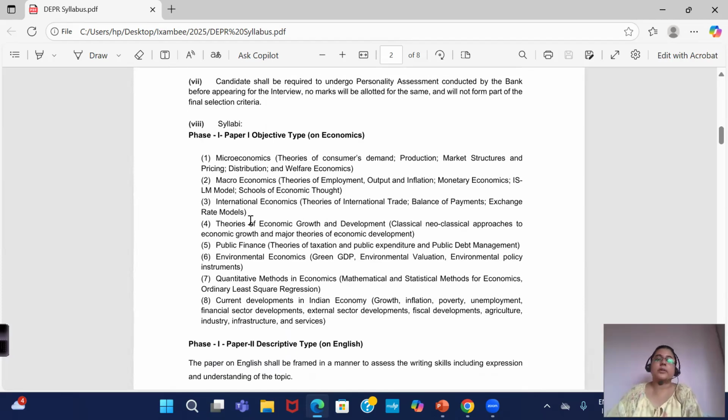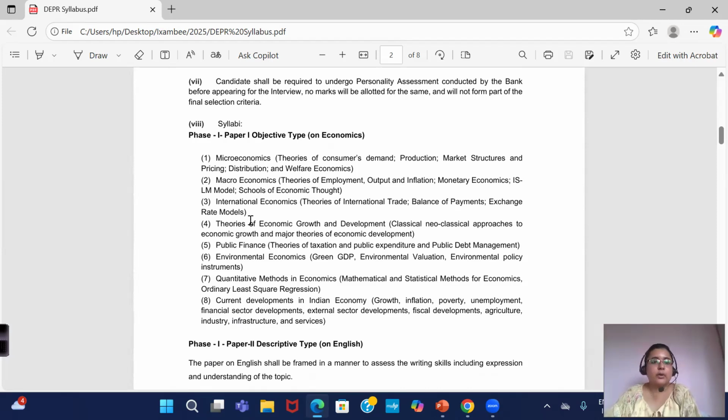Now, if we focus on the syllabus, Phase 1, Paper 1, objective type on economics, will have majorly 8 points. The first one, being the most important unit, is microeconomics. We all know microeconomics is the most foundational unit of economics, and it's very important for all the competitive examinations, including your RBI DEPR exam. So here you have majorly the topics as theories of consumer demand, production, market structure, pricing, distribution, and welfare economics. So all the major topics of microeconomics have to be covered while you are preparing for the Phase 1 exam.